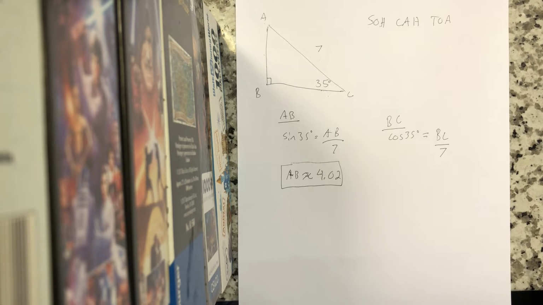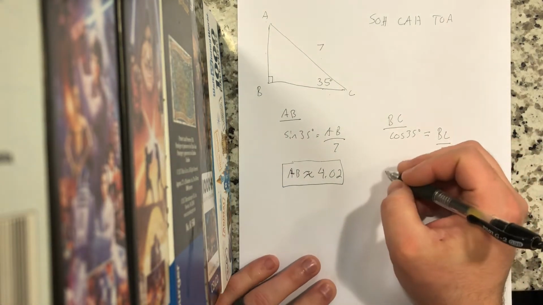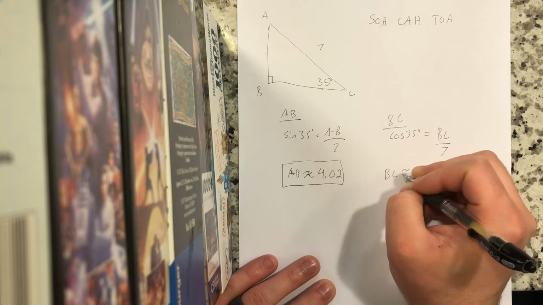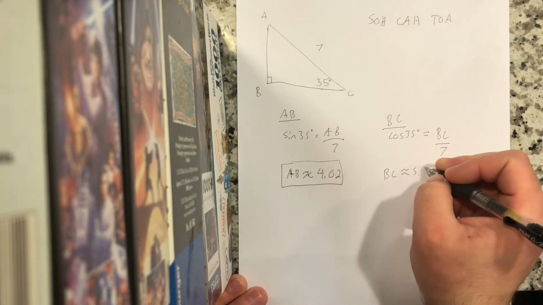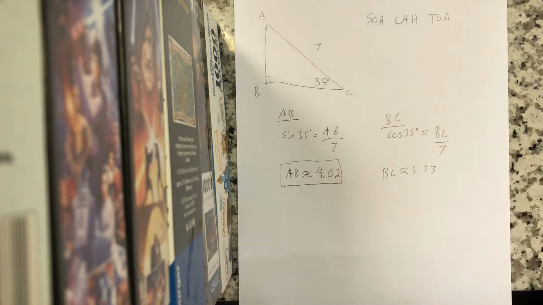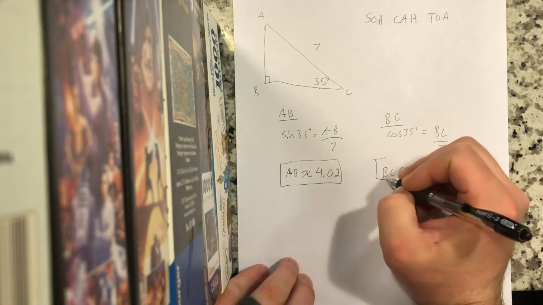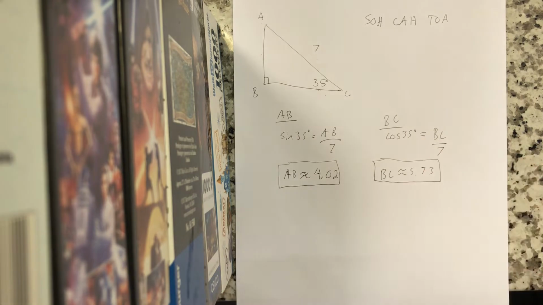So if you do that in your calculator, you'll do the cosine of 35 first, multiply by 7, and this should give you that BC is approximately equal to 5.73. So now we've solved for those other 2 parts of the triangle here.